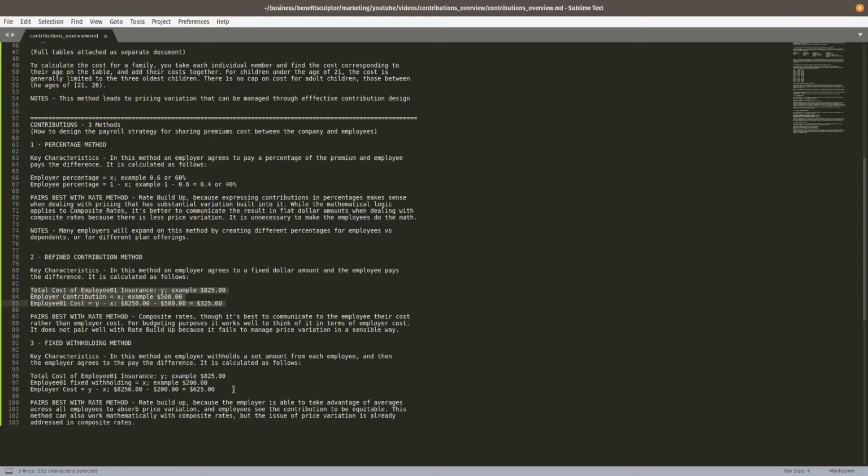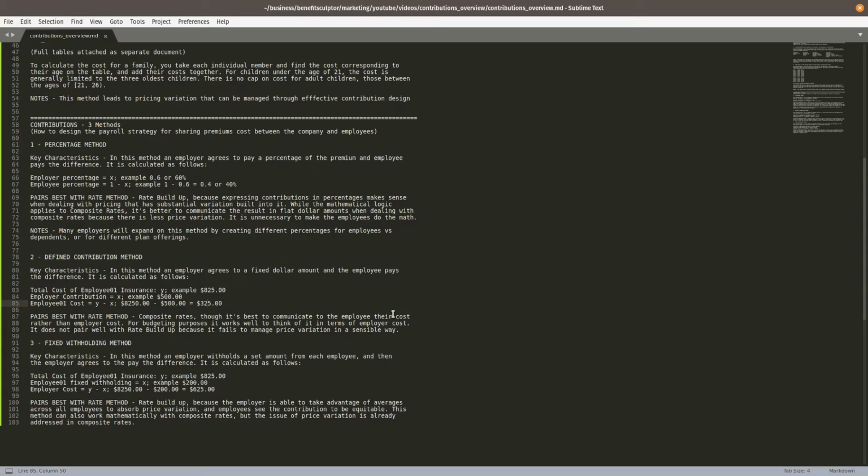can pay the difference. So an employer might say, for example, that they're going to pay $500 for an employee. If the cost of insurance for the employee was $825, the employer pays the $500, and then the employee pays the difference, which in this case would be $325. You say, well, what don't I like about that? Employers like it because it gives you a predictable budget. You can say, if I hire an employee, I know what my insurance cost is going to be.